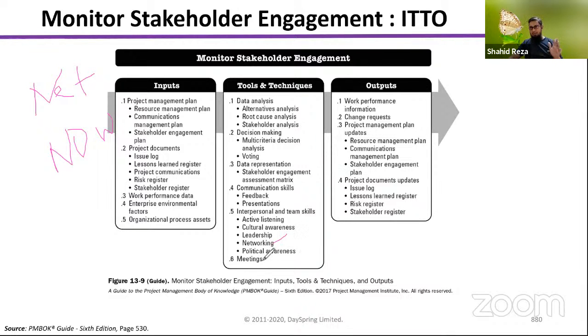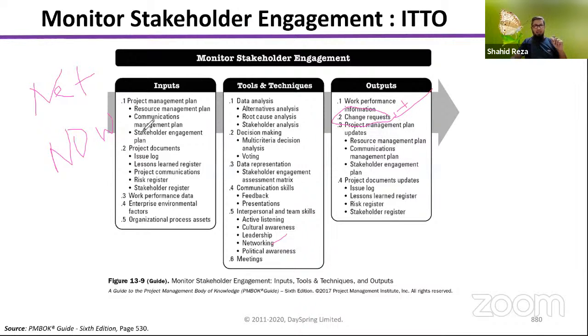Political awareness. You have to be politically aware, especially in your organization, the power and politics you have to understand. All right. So main output is change request. That means which kind of change request? Stakeholder related change request. Stakeholder engagement plan related change request. Stakeholder register related change request. So this change request is talking about related to mainly stakeholders plus communications.